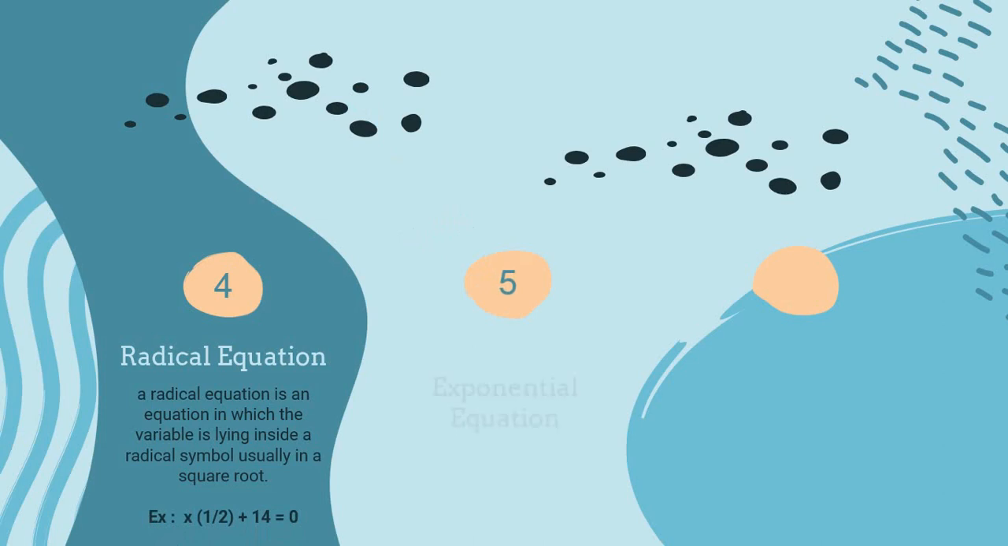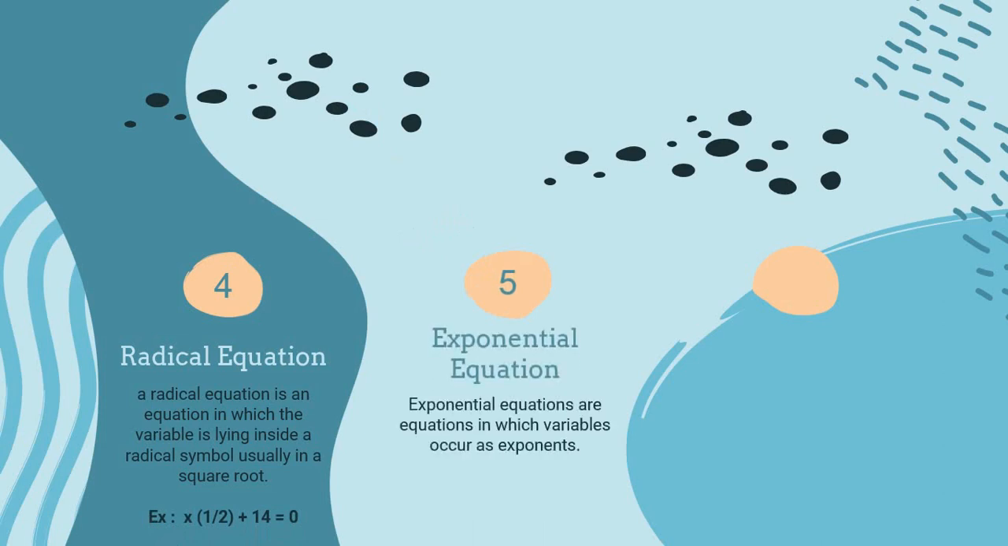5. Exponential equation. Exponential equations are equations in which variables occur as exponent. Exponential equations are in the form a to the power of x equals b to the power of y. Example, 4 to the power of 2x minus 1 equals 64.